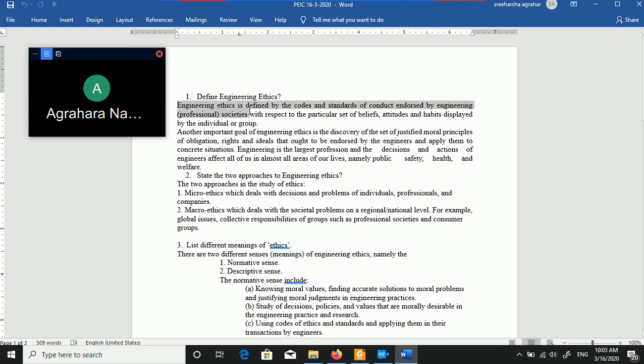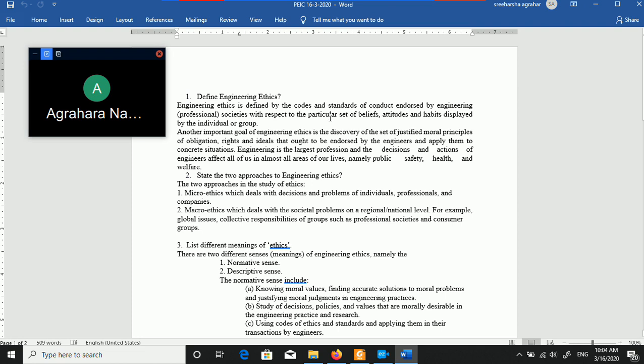Here it reads: engineering ethics is defined by the codes and standards of conduct. This means engineering ethics is defined as certain codes, that is rules, and a set of rules, that is standards, which have to be actually conducted. It is not just for reading and leaving, but it has to be conducted, and it is endorsed by engineering societies. So this is not one company or one organization or one individual saying what an engineer has to do.